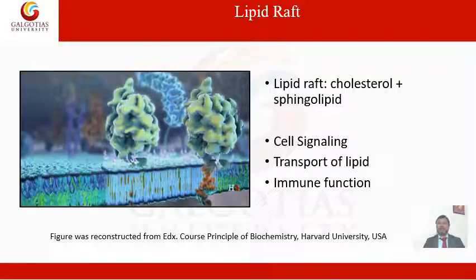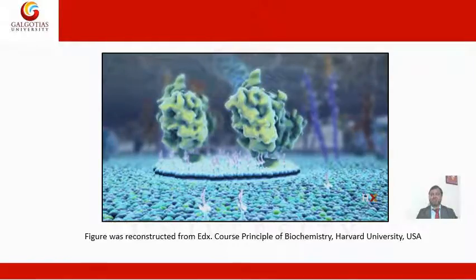Lipid raft is another modification of the cell membrane, which is mainly made up of cholesterol and sphingolipid, and it is responsible for cell signaling, transport of the lipid, and immune function. There are a large number of functions of the lipid raft, but we will discuss here only a small portion. This is the structure of the lipid raft, present on the cell membrane, and it can move on the cell membrane. So it can transport the lipid inside the cell membrane.